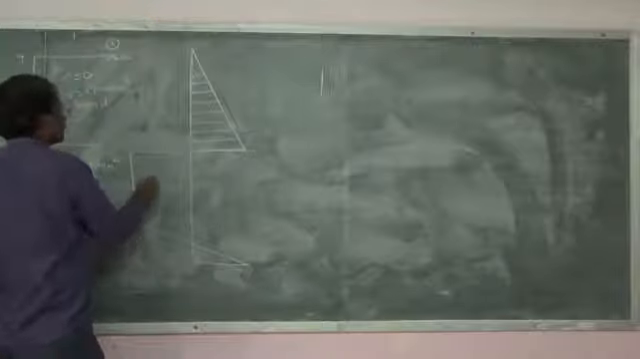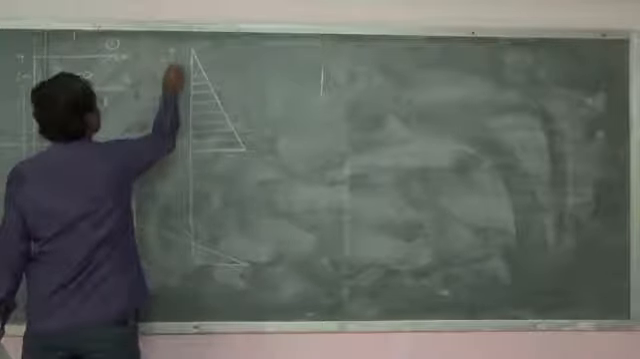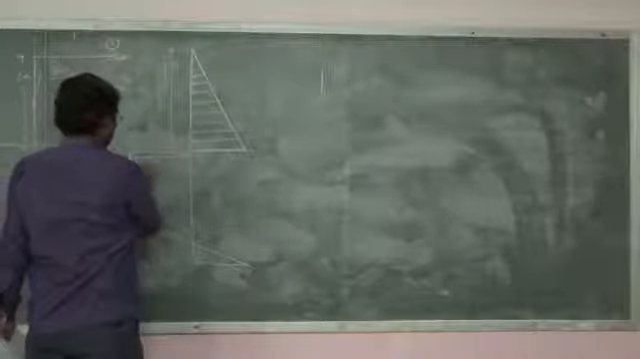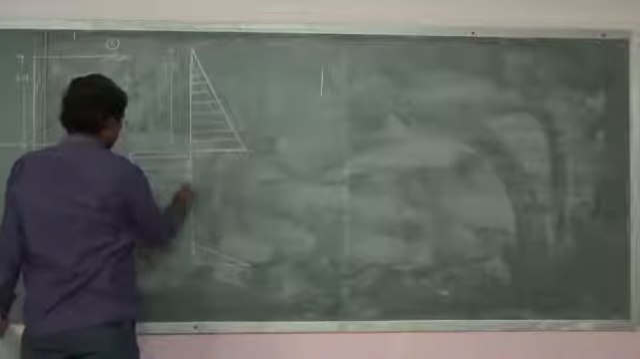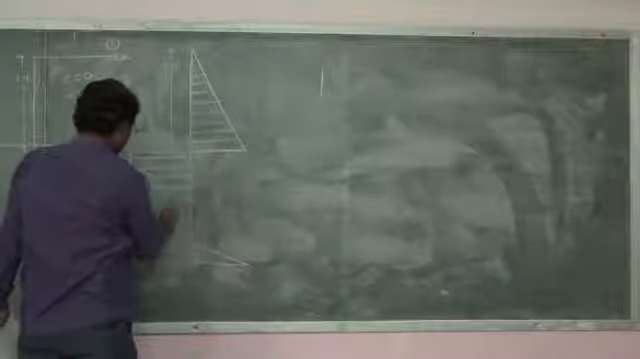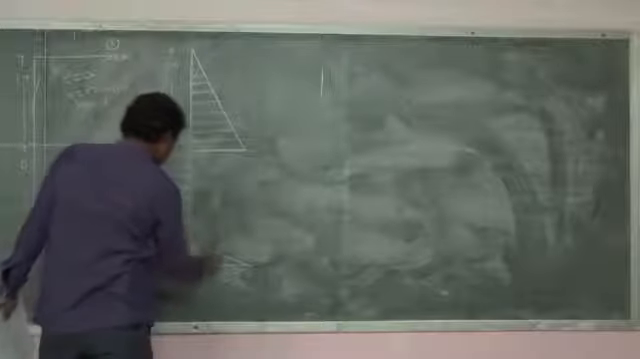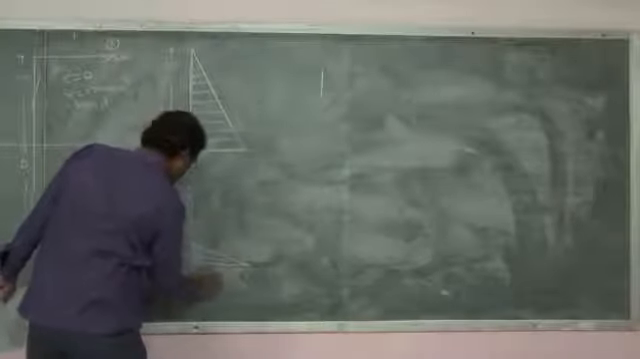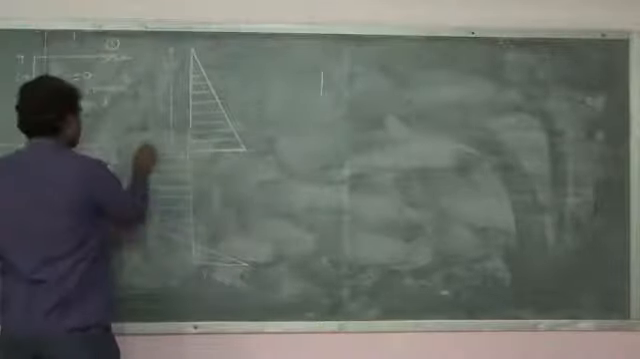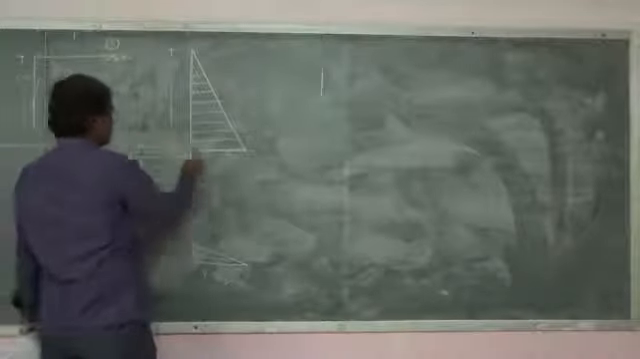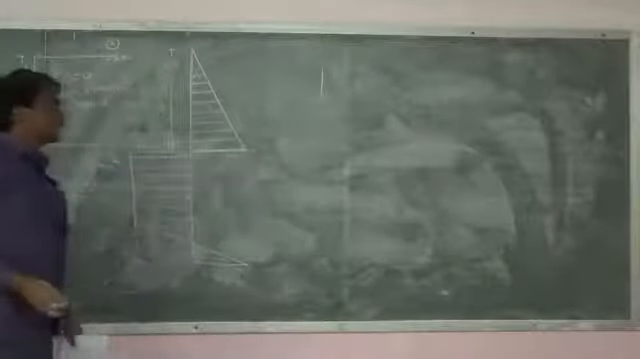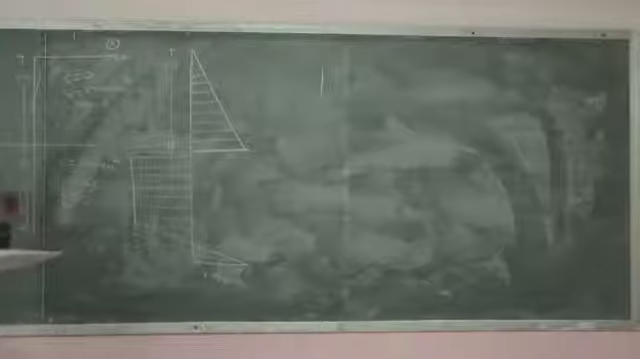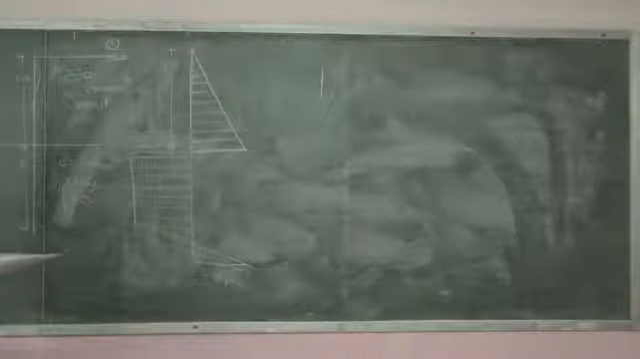Total depth, this height, is 6 meter. This is 4C plus Q. This is 4C minus Q. This is the active pressure. Here we have to find out. Got it? So this is the diagram.